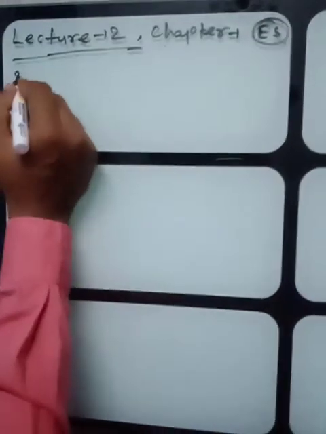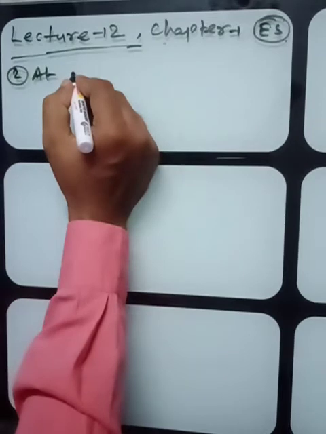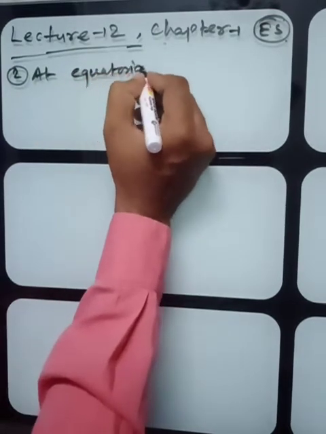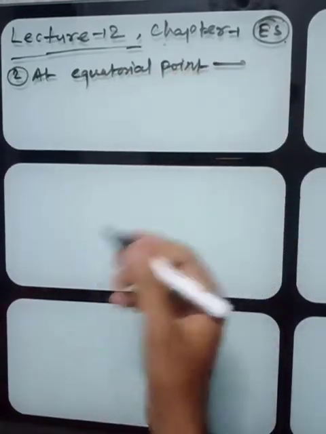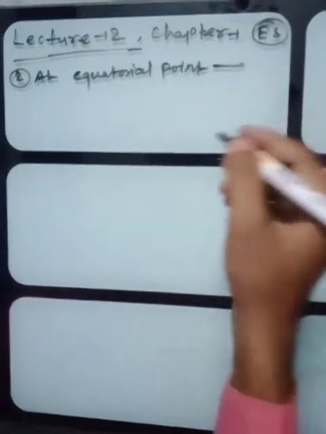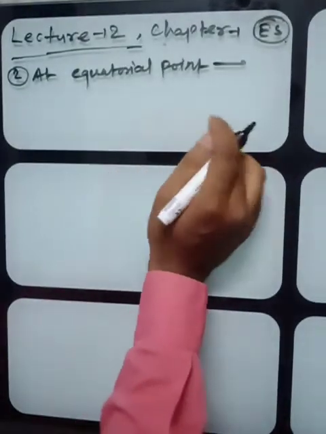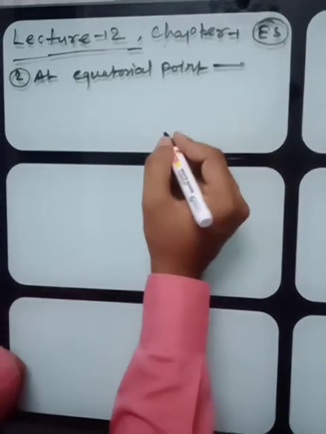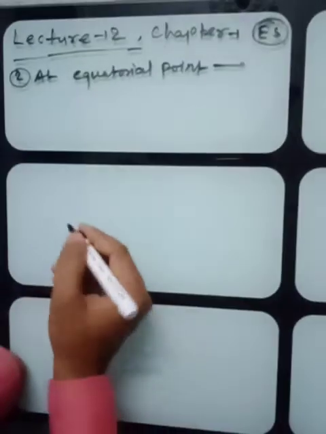Now the second derivation, at the equatorial point. Okay student, you know what the equatorial point is, we have already discussed it. What is the meaning of the equatorial point? The line perpendicular to the axial line is considered the equatorial line. So this is the equatorial point. This is the diagram we are drawing.